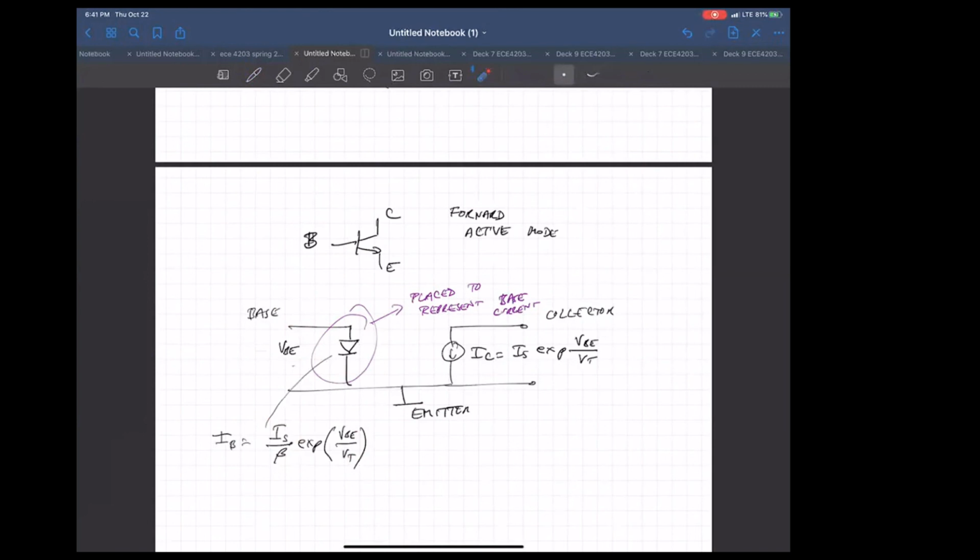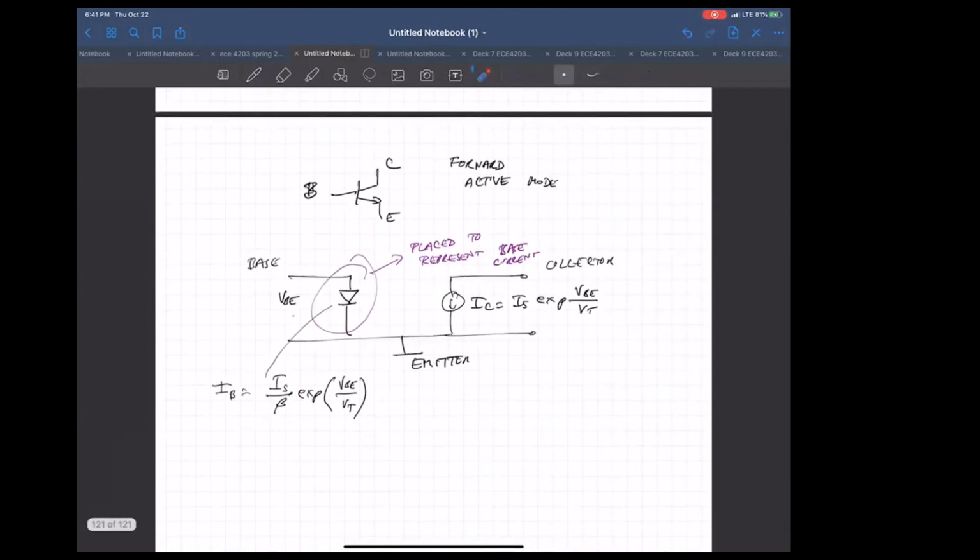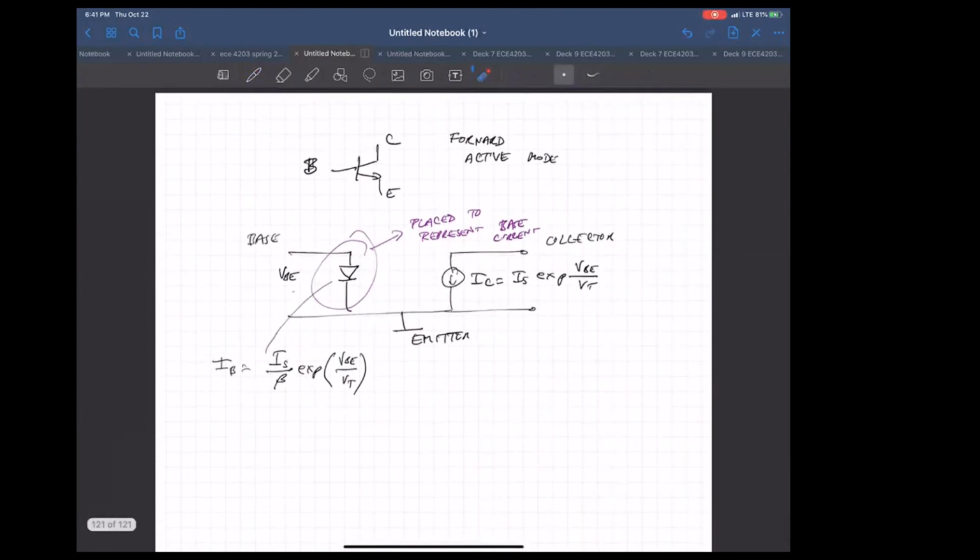Oh, I see. So that's why it's exponential, because IC is that, right? Yep, that's exactly right. So this is like a cheesy way of trying to create this base current. We're just taking the collector current and dividing it by beta, to have a base current representation in our model.